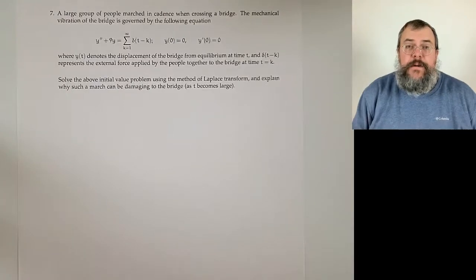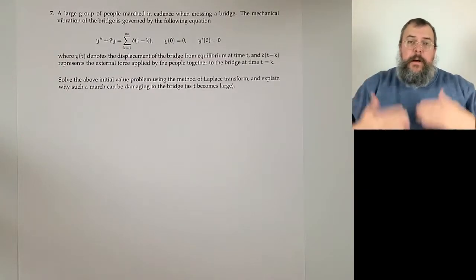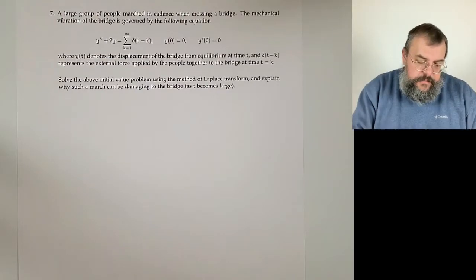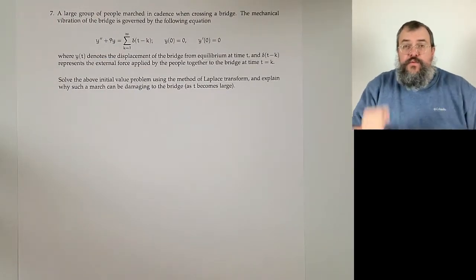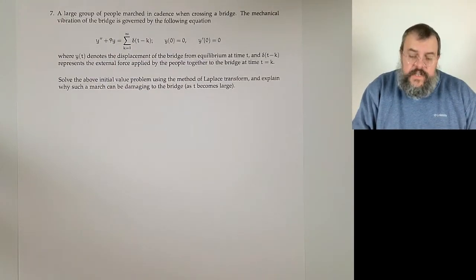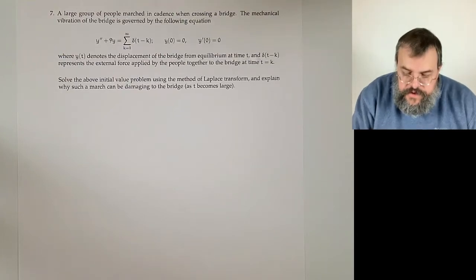A large group of people marched in cadence. So think of it as, bum, bum, bum. They're all marching. Sometimes you see these people doing drills. Marching band. They all march at the same pace. And okay, so they're marching in cadence when crossing a bridge.